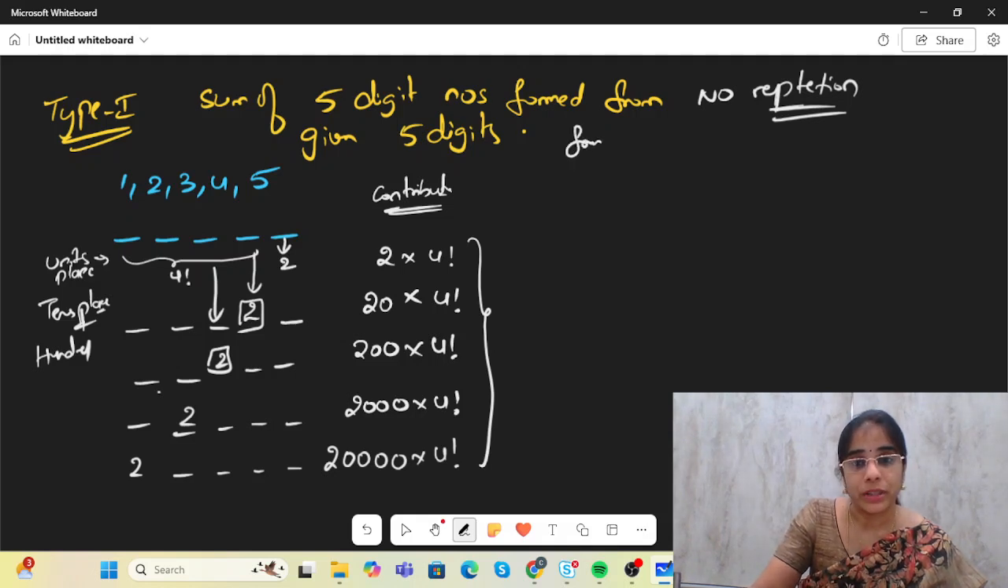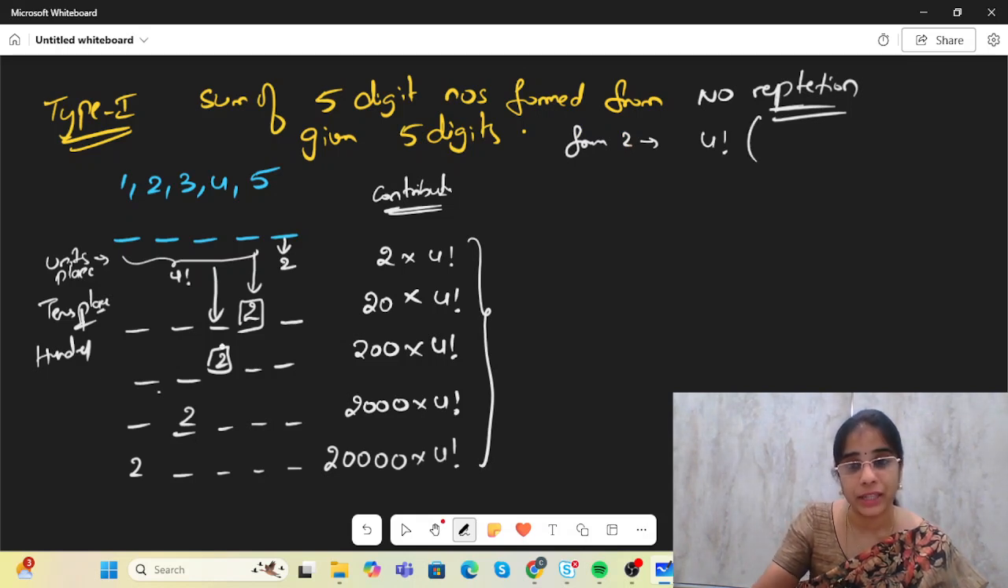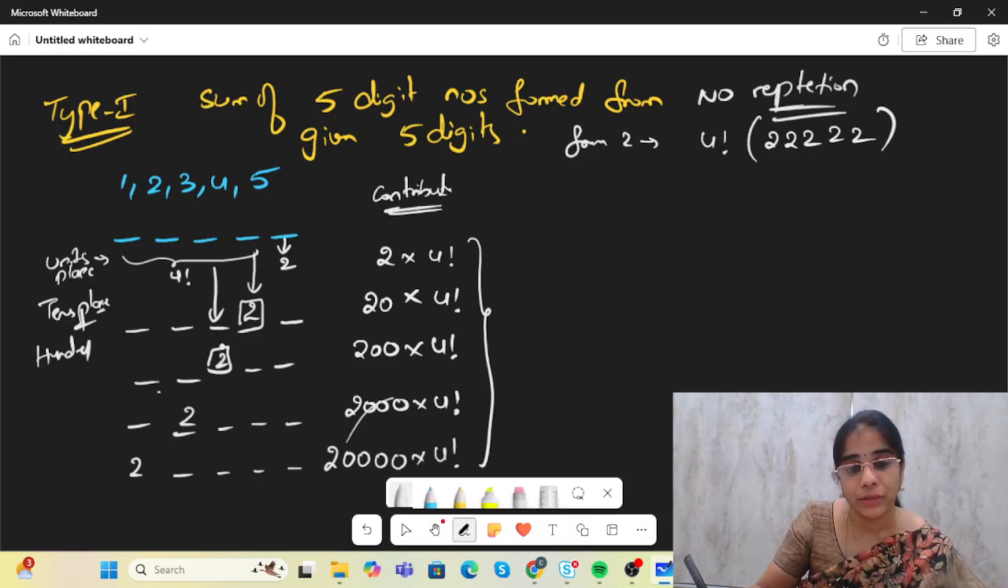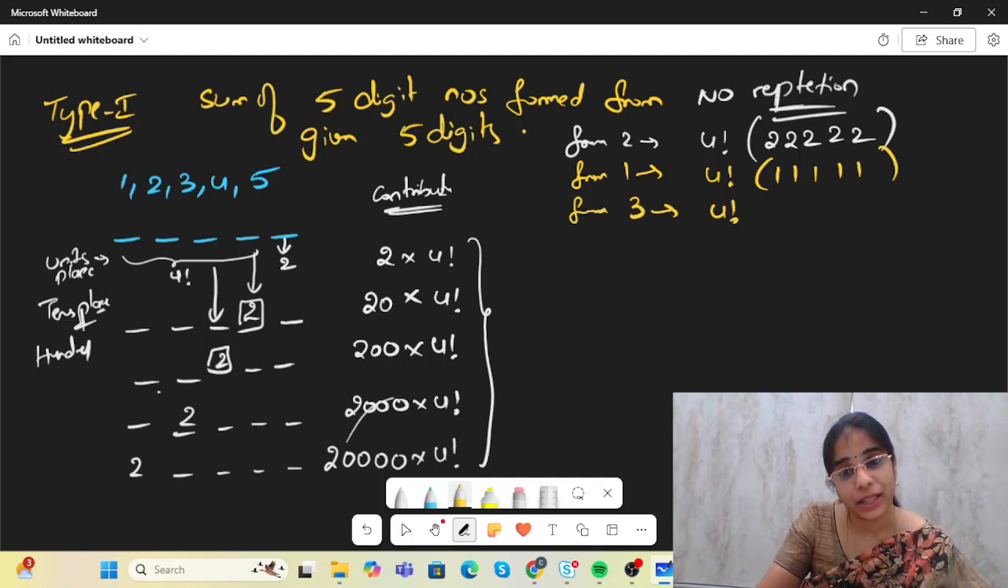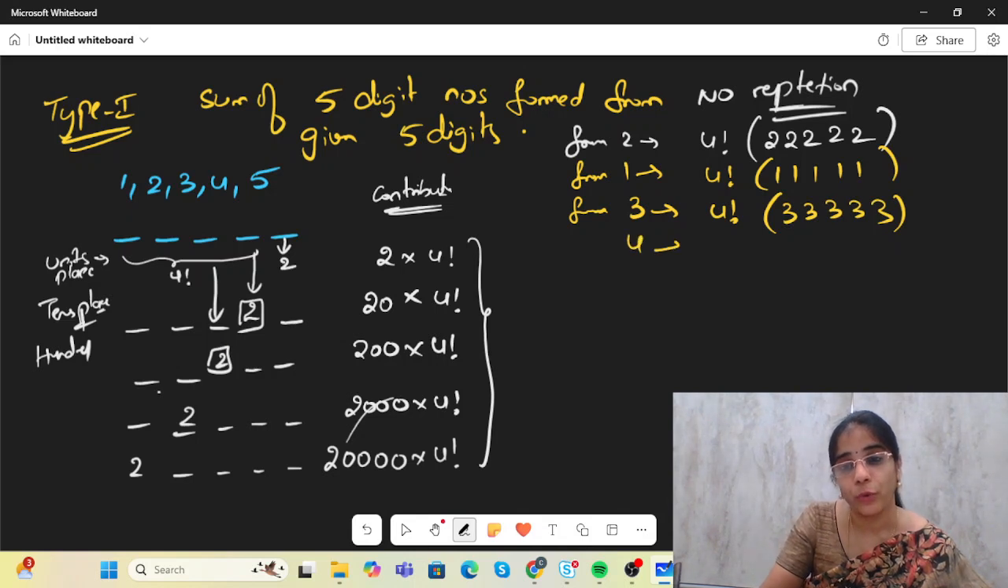Contribution from 2. From 2, what is the total contribution that I get? That is 4 factorial if I take it common, and add up all these 2, 2, 2, 2 and 2. Yes, so 5 places, 5 twos is what we got, right? Now the same way, what will be the contribution from 1? Obviously it is 4 factorial into 1, 1, 1, 1, 1. What is the contribution from the digit 3? It is again 4 factorial into 3, 3, 3, 3, 3. Now digit 4, again 4 factorial into 4, 4, 4, 4, 4.